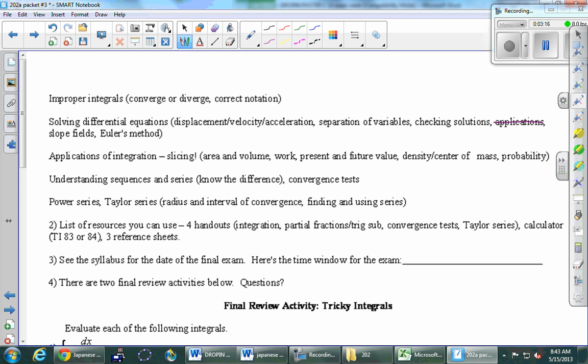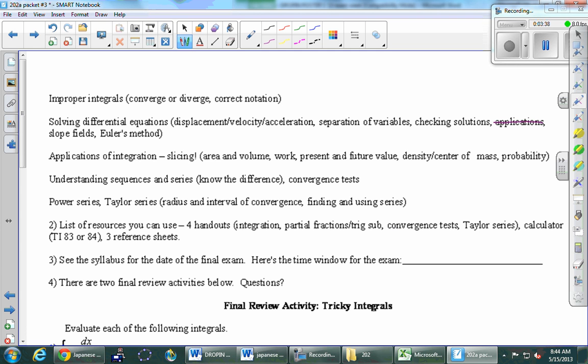We had a big section during the semester about applications of the integral. They all involved slicing. We did some geometry, area and volume. We talked about some physics stuff with work. We did some economics when we did present and future value problems. More physics with the density and center of mass. And then finally, we had a couple of things that we could do with probability density functions.